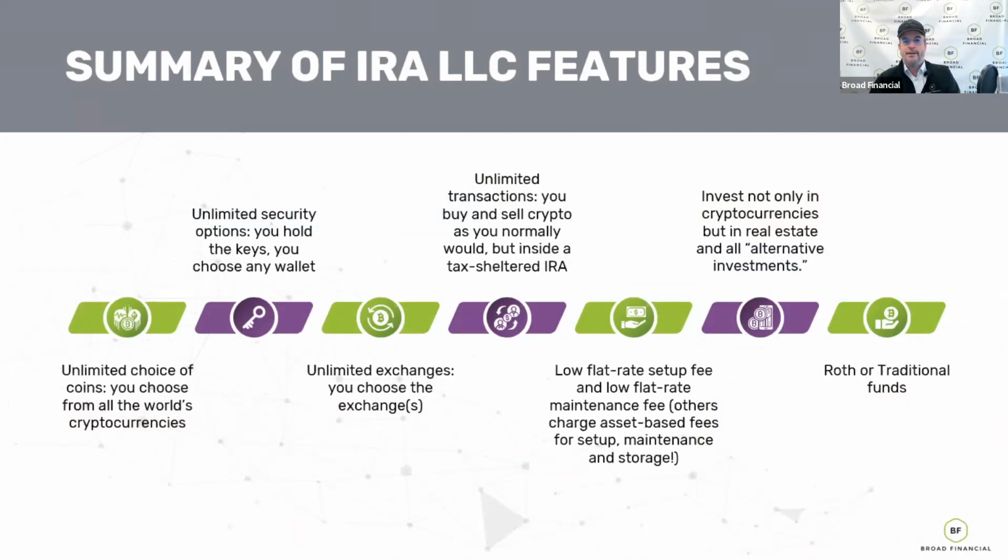Number 3, unlimited exchanges. You need to find an exchange, we'll talk about this, that allows you to open an LLC in what's called an institutional account. Most major exchanges do that. All the American ones do. So that's what you'll need, but you can open it at an exchange. Unlimited transactions. With us, you buy and sell crypto as you normally would, but inside a tax sheltered IRA, you buy and sell, buy and sell, buy and sell if you want. Not a penny. There's no capital gains, no short-term capital gains, no long-term capital gains. It's all tax sheltered. Number 4, low flat rate setup fee and low flat rate maintenance fees.